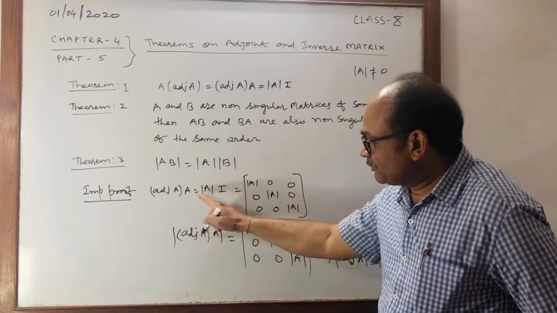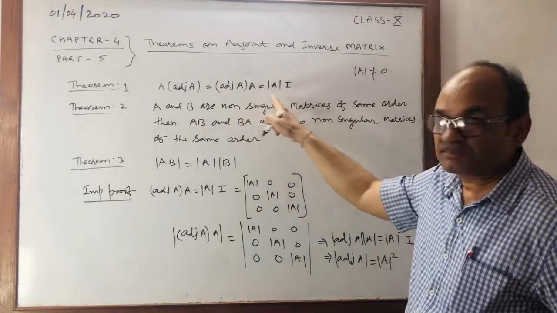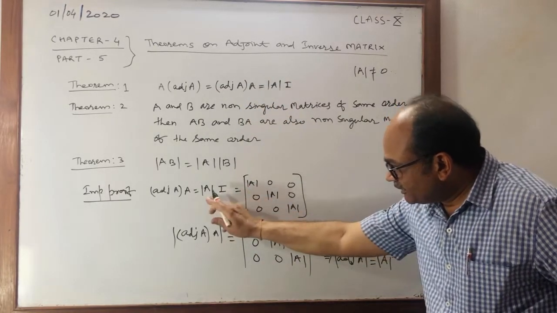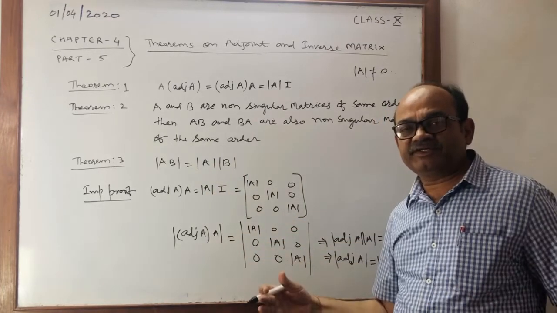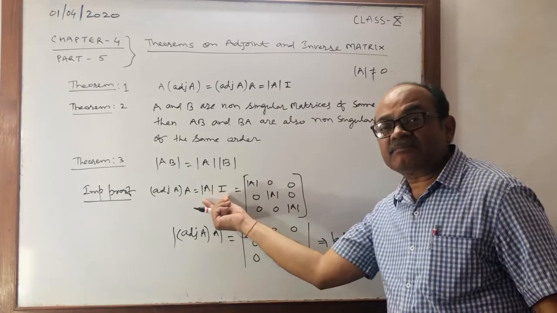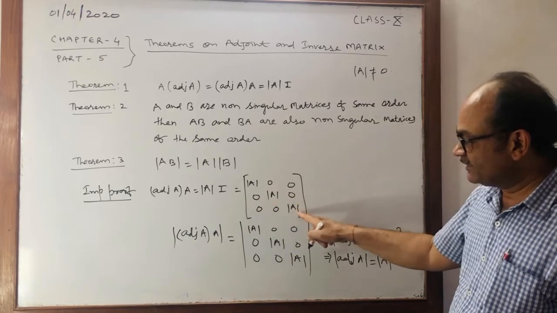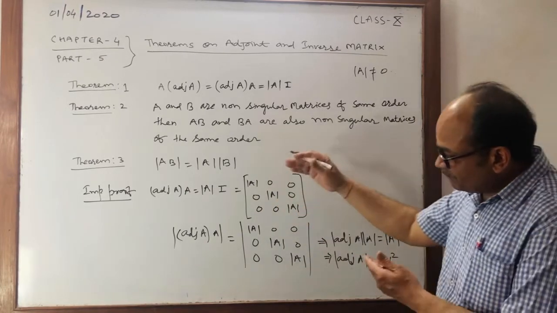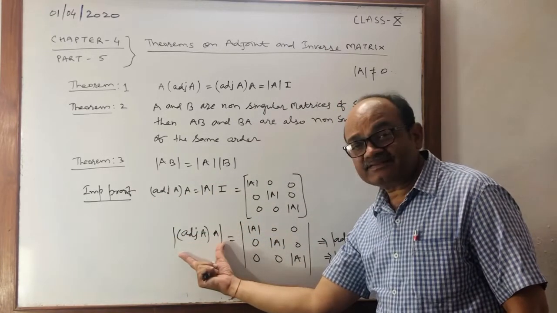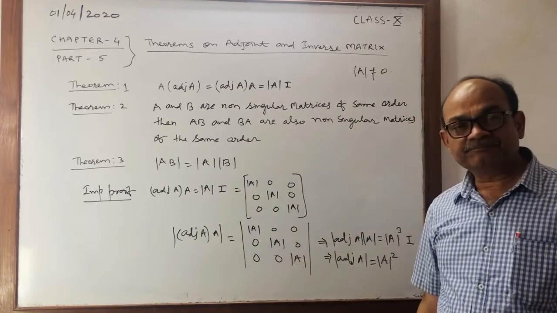A into adjoint A equals determinant A into I, we know using theorem number 1. Determinant A is just like a number, 2, 3, 4, 5, 15. If we multiply it with the identity matrix, it will become a scalar matrix. So this is a scalar matrix with determinant A inside on the diagonal. Now if we take the determinant on both sides, we can convert this matrix into a determinant.